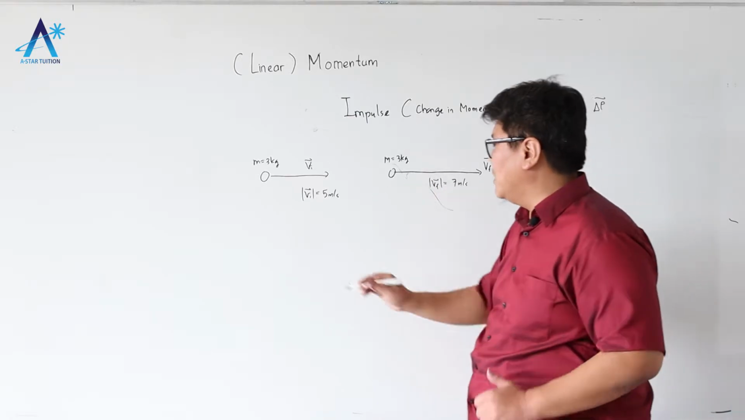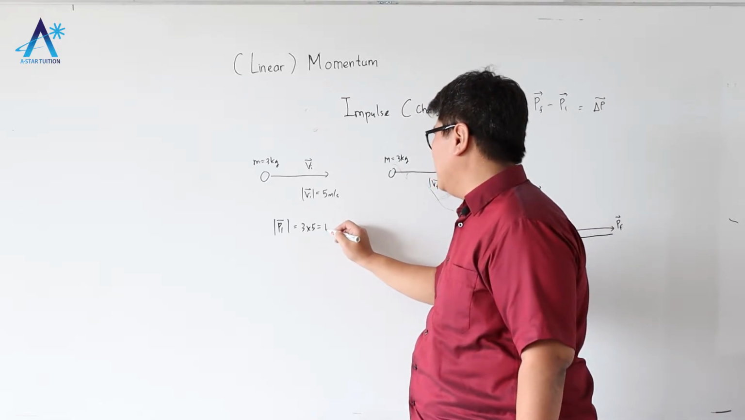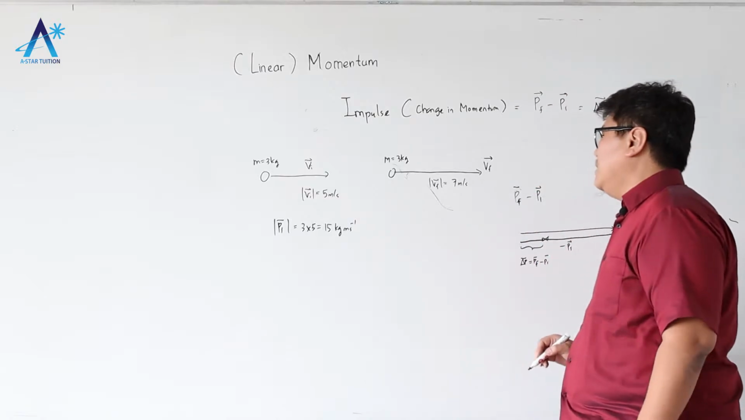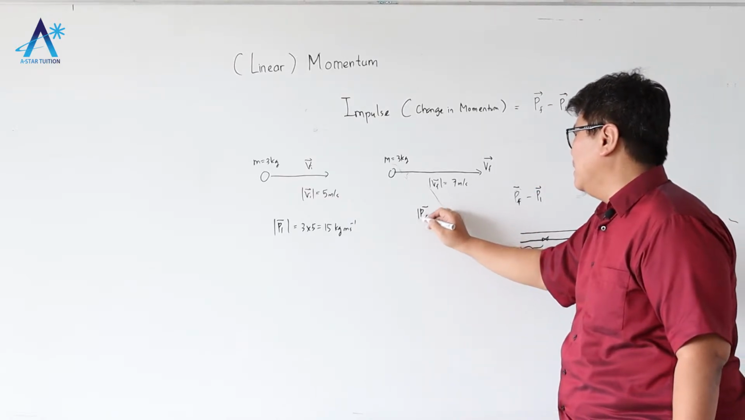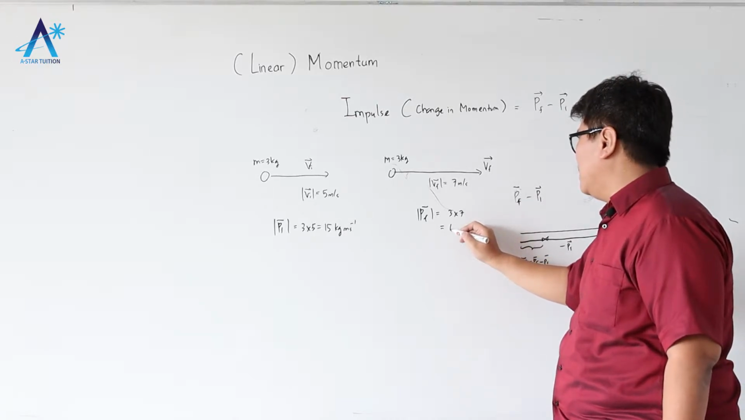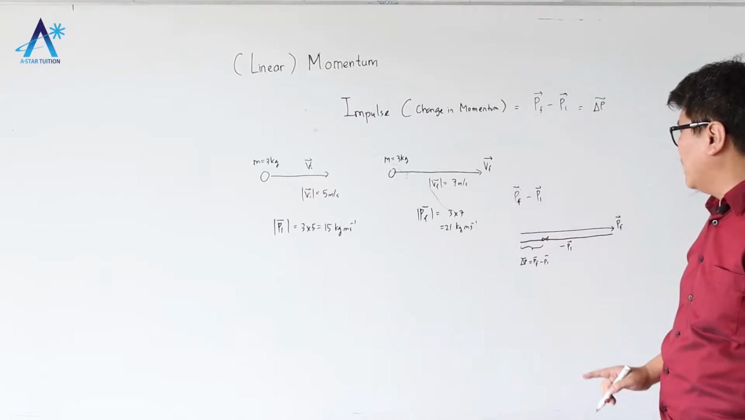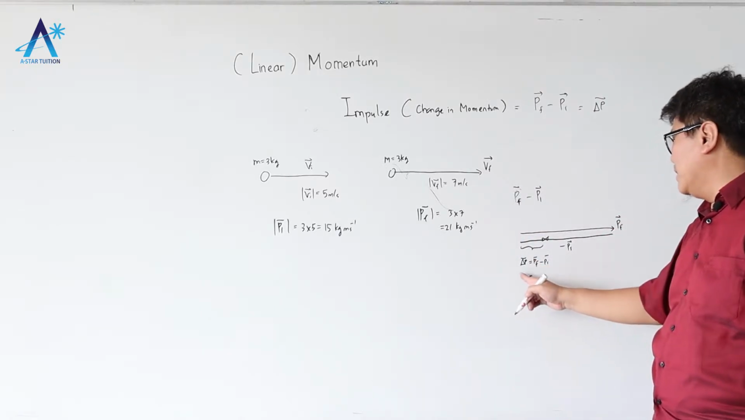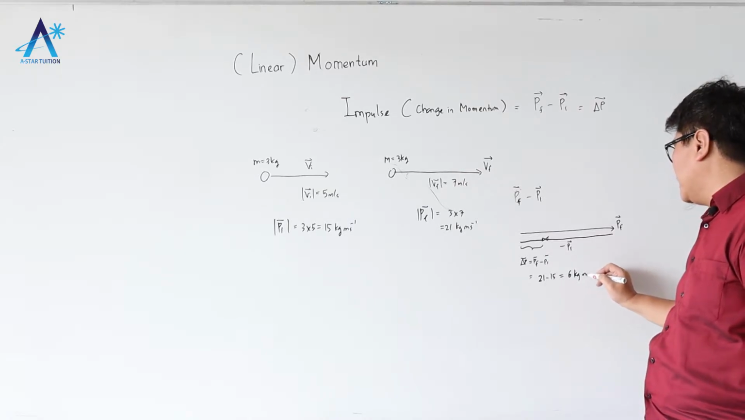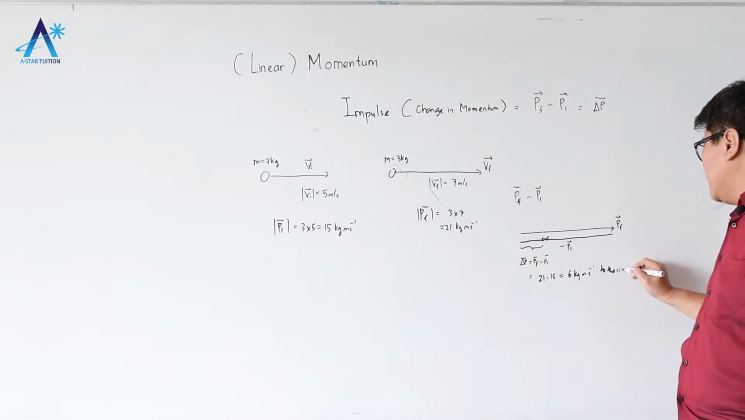In this case, it's easy to see that the magnitude is simply equal to the final minus initial. Remember, the initial has a magnitude of 3 times 5, that's 15 kilogram meter per second, and the final has a magnitude of 3 times 7 equal to 21 kilogram meter per second. So therefore, we can say that delta p is 21 minus 15 equal to 6 kilogram meter per second, and we also mention the direction, to the right.